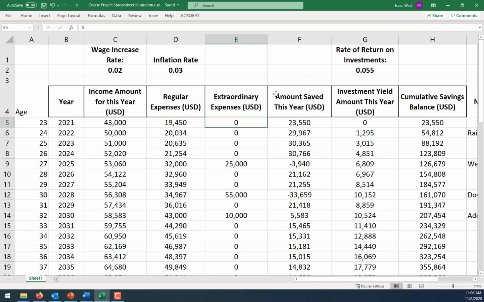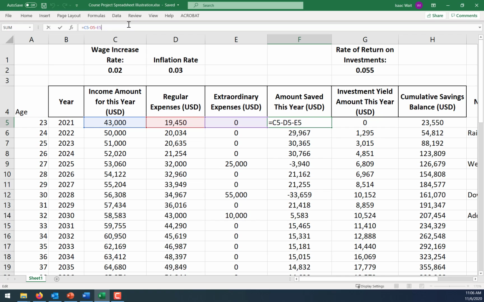So now, here's the first column, column F, where there's some sort of calculation. The amount you save in a year is what your income was minus the regular expenses minus the extraordinary expenses. And so what I'm saying is, by definition, any money that you've earned that you don't spend has been saved.